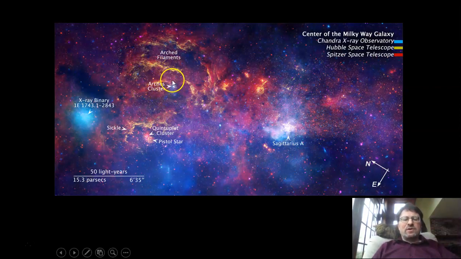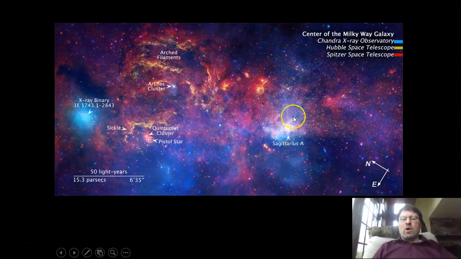There are clusters of stars like the Arches cluster and the Quintuplet cluster. The Pistol star may have been shot out of the Quintuplet cluster. And here is a single X-ray binary. That is a compact object with an accretion disk around it that is very hot and therefore emits in the X-ray.